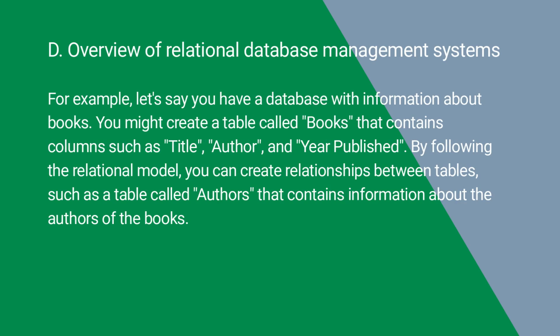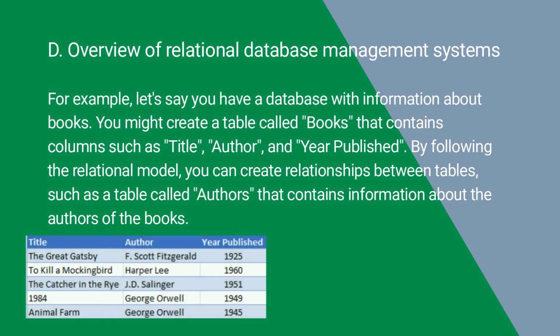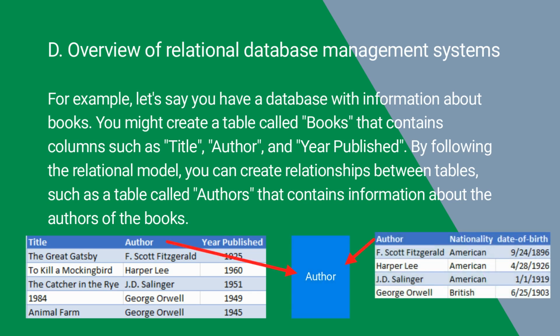For example, let's say you have a database with information about books. You might create a table called Books that contains columns such as title, author, and year published. By following the relational model, you can create relationships between tables, such as a table called Authors that contains information about the authors of the books.